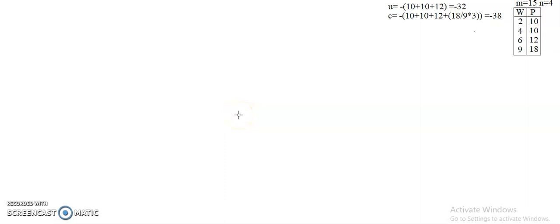Okay, welcome back. So now we are going to solve the 0 1 knapsack problem. In the last video, we discussed how to calculate the upper bound and the cost. I'll show you for some other nodes also later. So how to calculate? Let me draw a node first here.